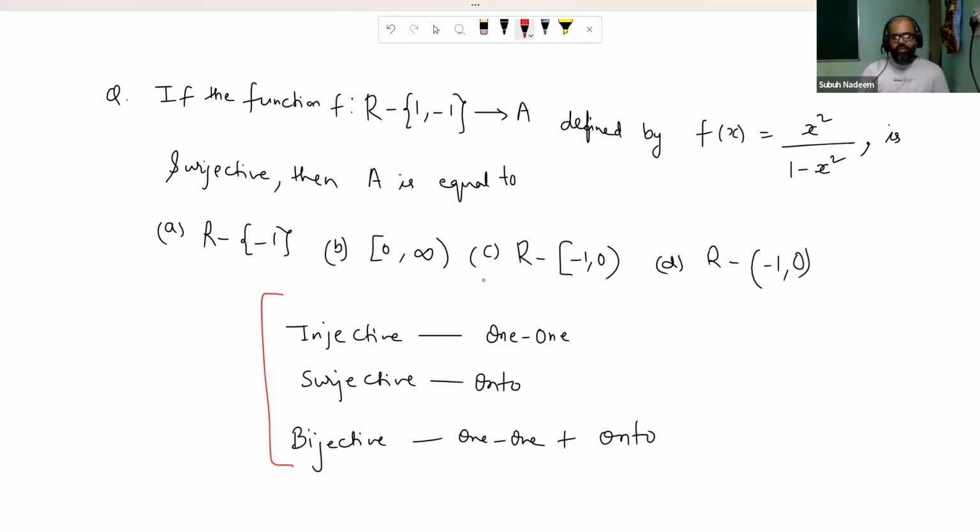So they are saying that if this function is surjective, which means it is onto, then A is equal to. So A is actually the codomain. So you have to find the range of this one, and the range will be A actually. So indirectly they are asking for the range.